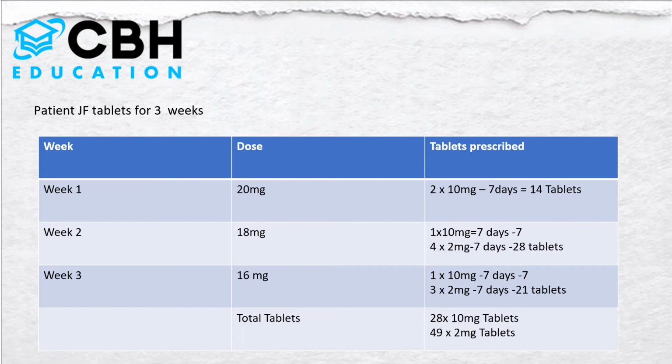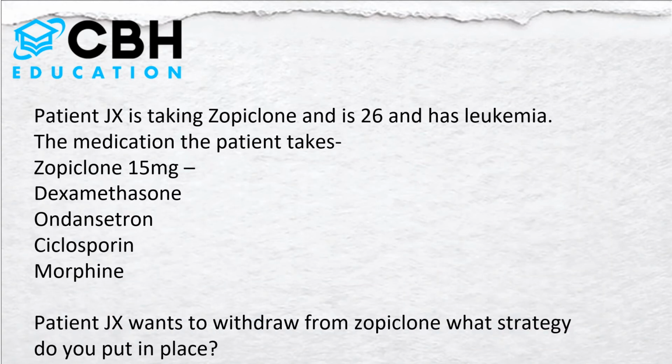Okay, so an example of another case study which one of our clinicians went through was patient JX, who is taking Zopiclone. They're 26, they have leukemia. So they're taking Zopiclone 15 mg, dexamethasone, ondansetron, cyclosporin, and morphine, and they want to withdraw from Zopiclone. What strategy do you have to put in place? So obviously you can convert to Diazepam. That's one thing you can do.